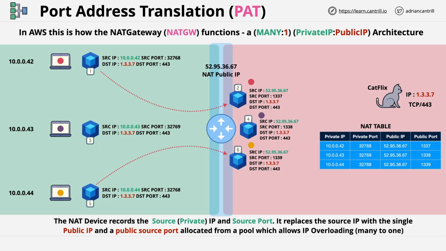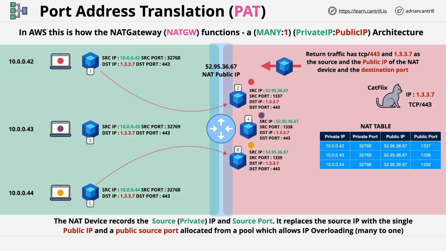This means that when response data comes back, this table can be referenced to ensure that the packet reaches its destination. So when return traffic occurs, it will be from TCP port 443 with a source IP address of 1.3.3.7. The destination IP will be the NAT device's public IP, so 52.95.36.67, and the destination port will be the public source port the NAT device initially translated to. Let's say in this case, the public source port is 1337, which represents the session of the top left laptop.